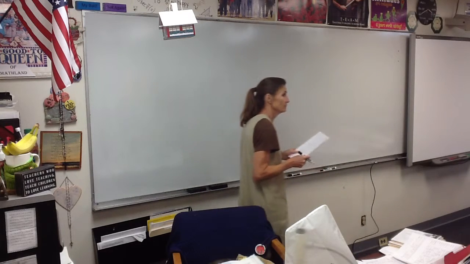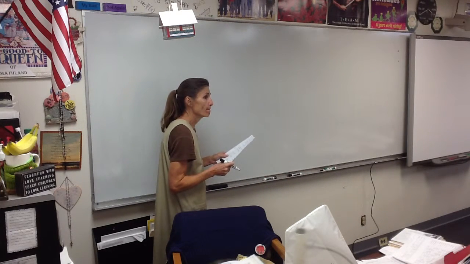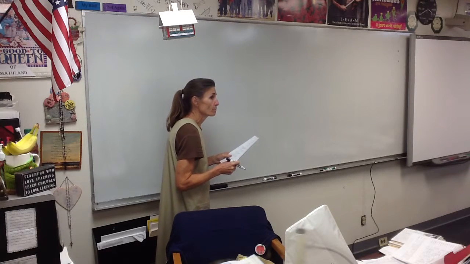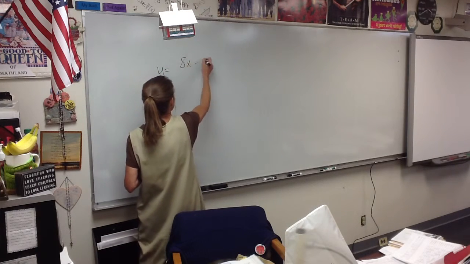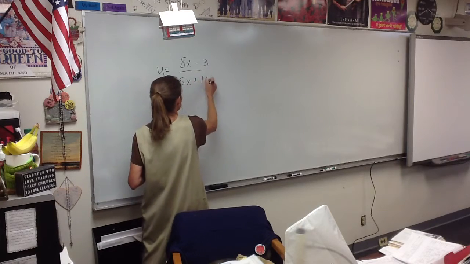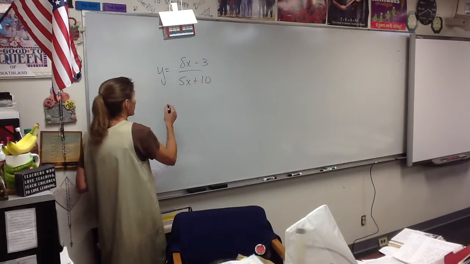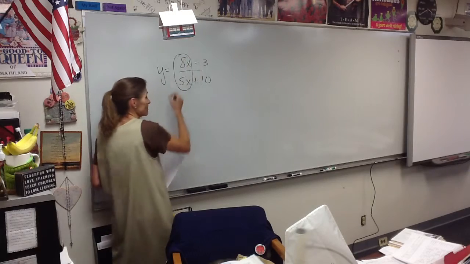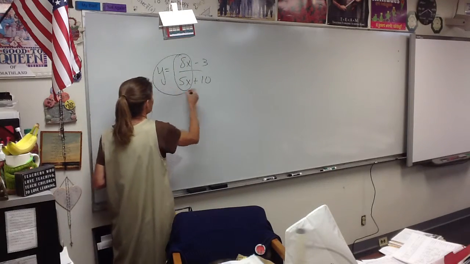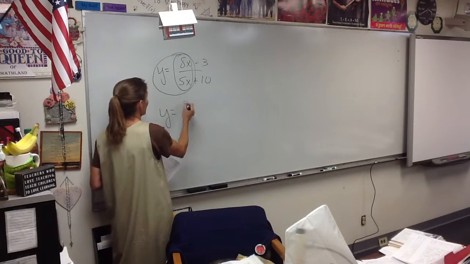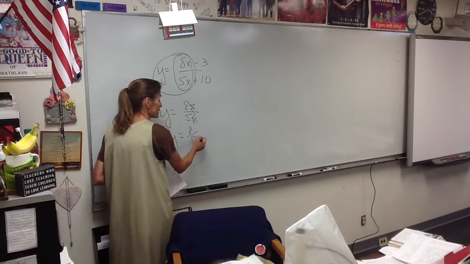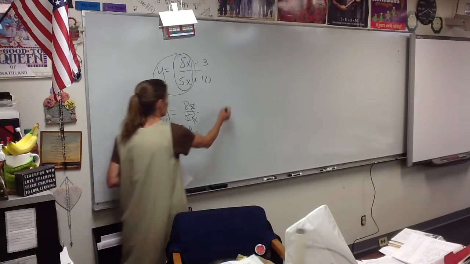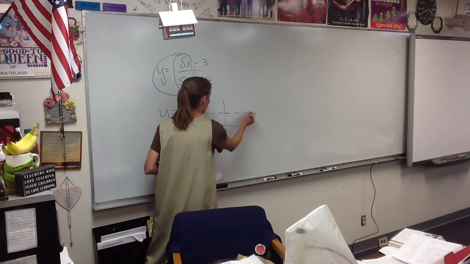Ashley. How do you remember, well, I remember, Ashley, so let's say I got a problem like 8x minus 3 over 5x plus 10, okay? When I look at my equation, I know this is one of the asymptotes, right? So I look at it in this context. Y equals 8x over 5x. Those cancel, so y equals 8 fifths. Y equals 8 fifths is a horizontal line.